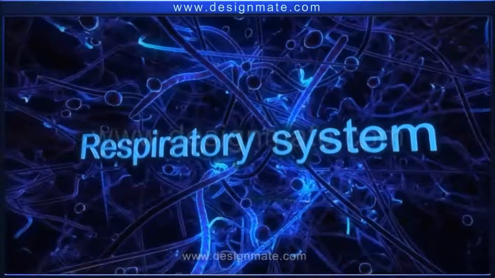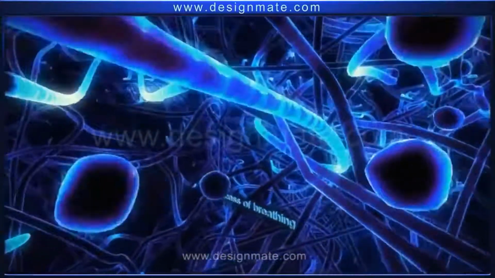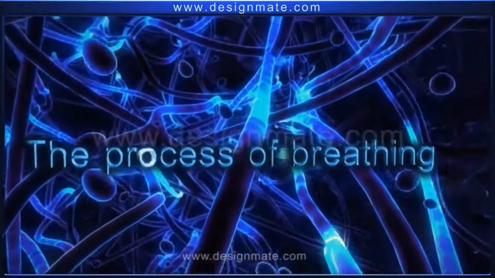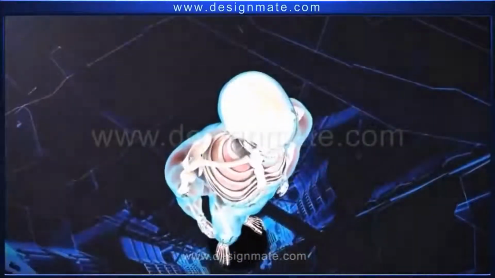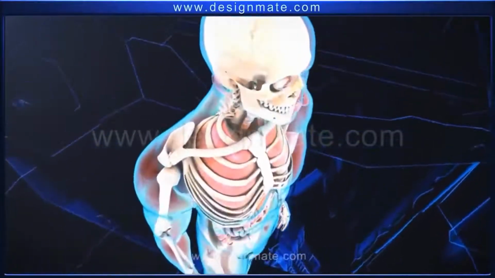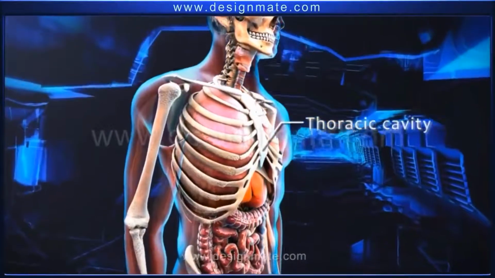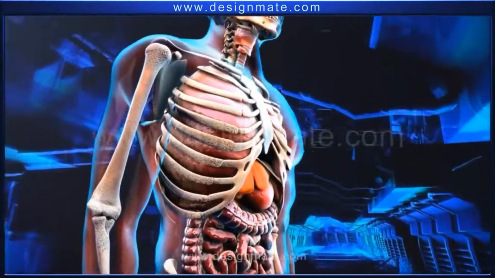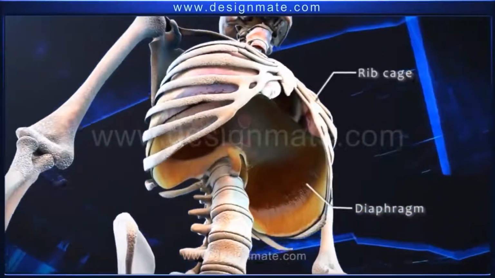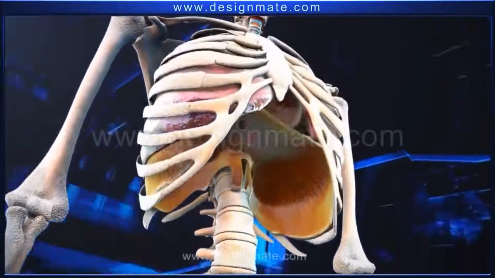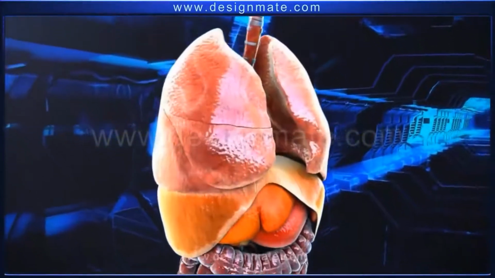Respiratory system. To understand the process of breathing. In humans, the main organs responsible for respiration are present in the thoracic cavity. In the thorax region, the rib cage and a dome-shaped fibrous tissue, known as the diaphragm, are observed. Present within the rib cage are the pleural membranes, which enclose the lungs.